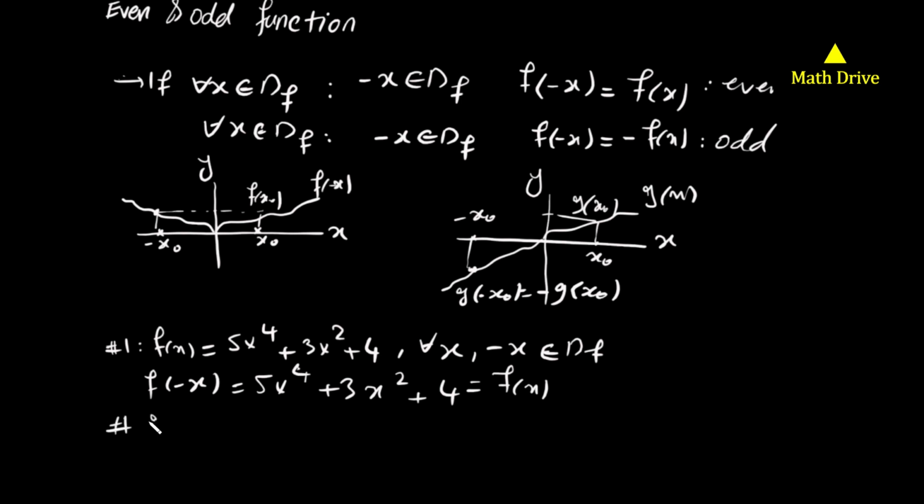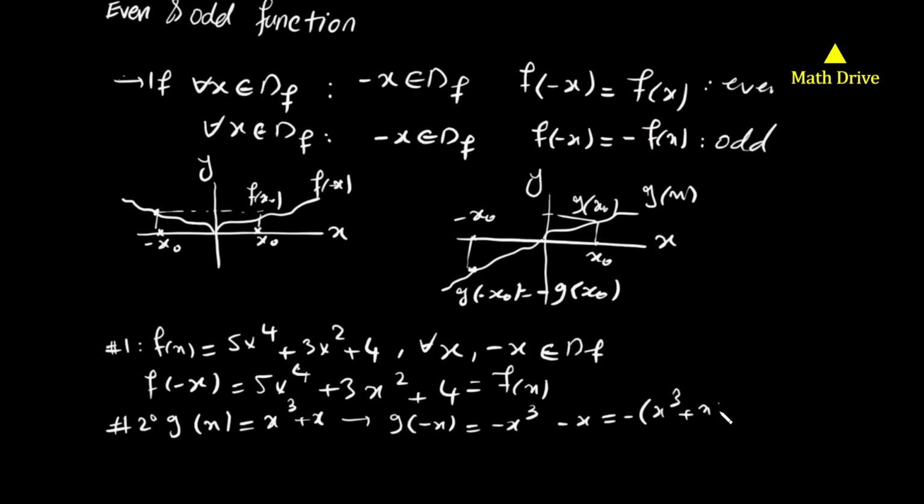Example number 2. Suppose that g of x is equal to x^3 plus x. Again, like the first example, for any x, negative x also belongs to the domain of g. So the first condition is satisfied, and we can clearly see g of minus x is equal to minus x^3 minus x, which is minus (x^3 plus x). This is g of x. So g of minus x is equal to minus g of x, meaning g is an odd function.